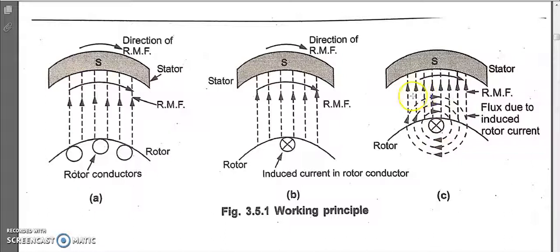So this main field flux as well as the flux created by the rotor will now interact. Okay, this field as well as this circular field will interact. Due to this interaction, you can see that at this particular part, in the left half, this main field as well as the rotor field are going to add up, because this is in the same direction and this is also almost in the same direction.